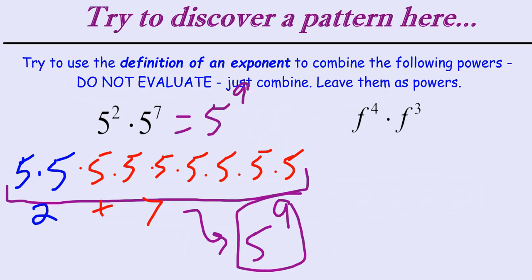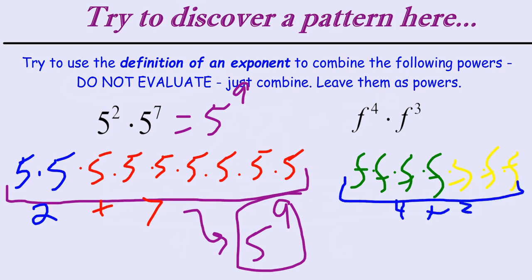Now f to the 4th is f times f times f times f. F to the 3rd is f times f times f. Altogether, we end up with 4 plus 3, or 7 f's. So that eventual power is f to the 7th.